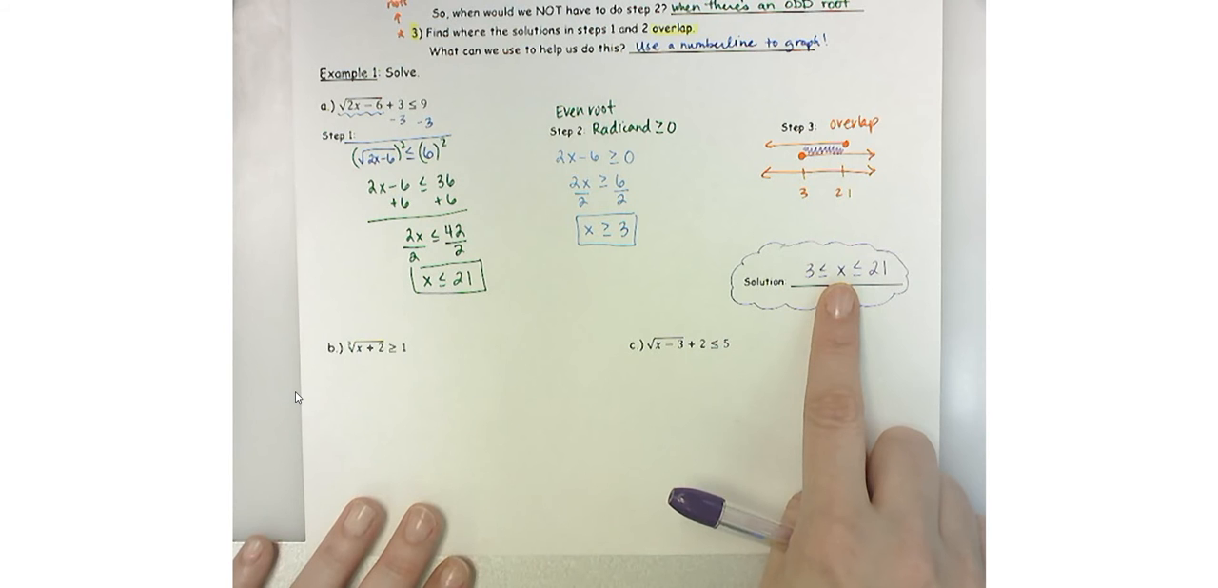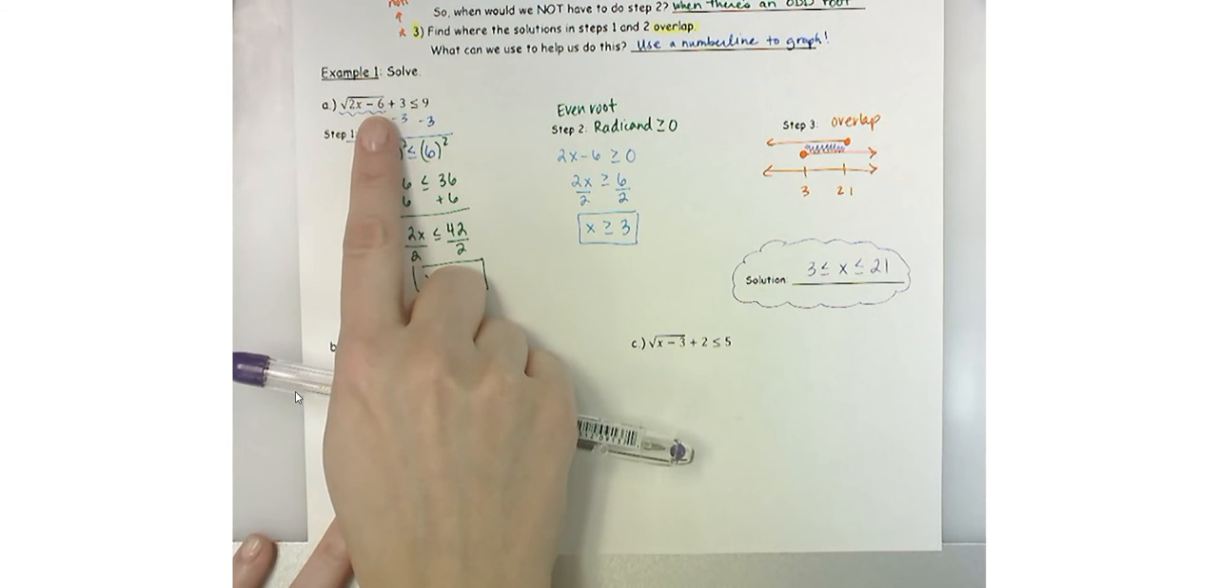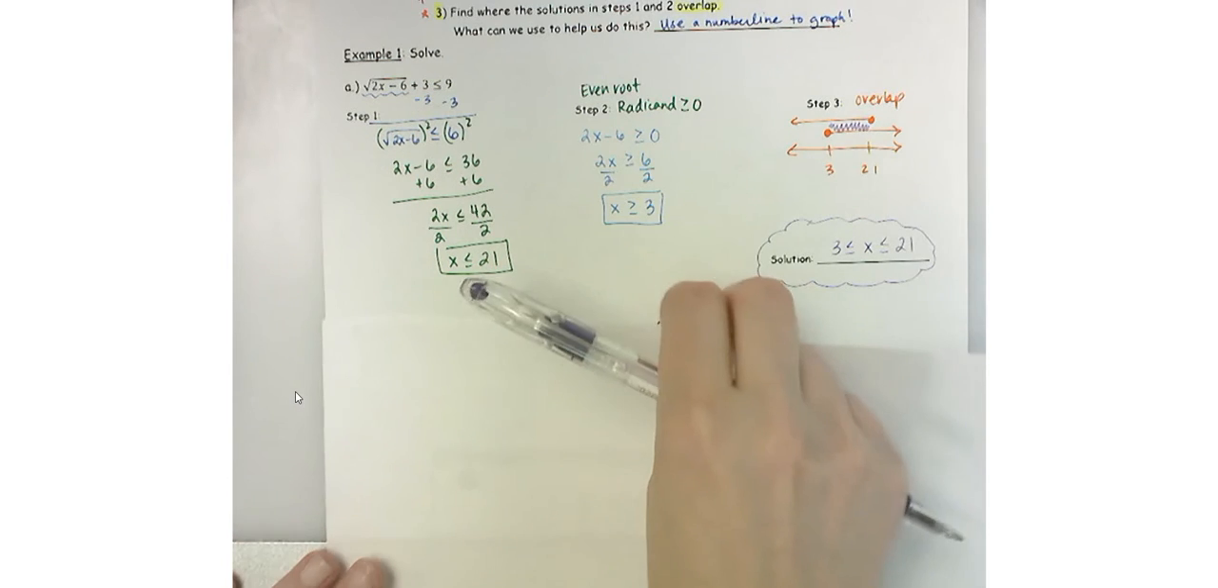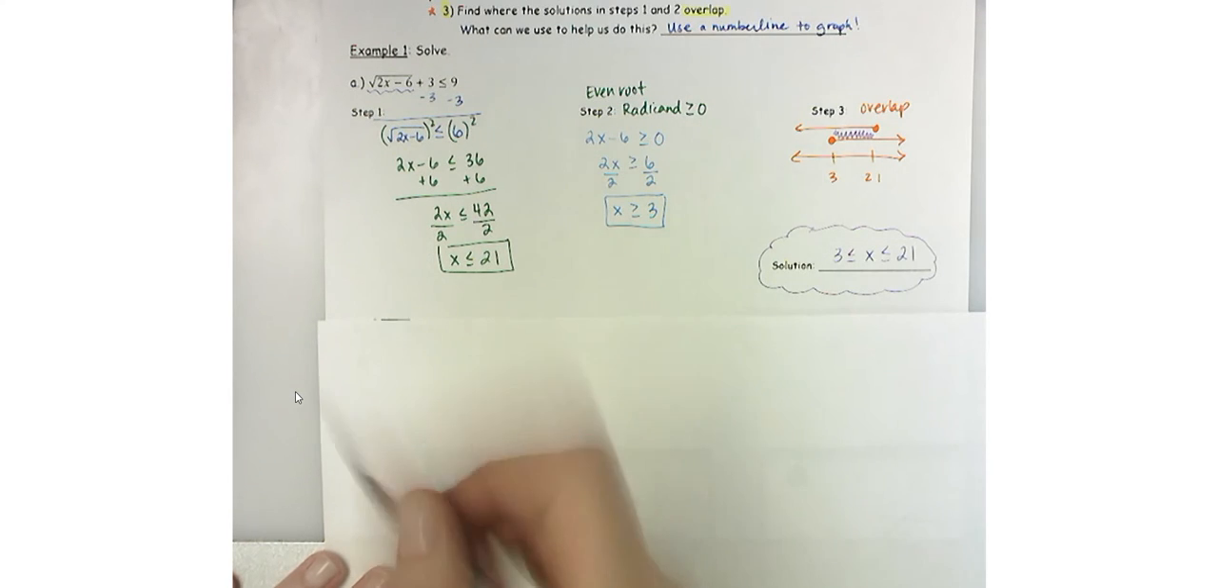I can plug that into the original inequality, and then what should happen if it's in between these? Yes, right? You should get a true statement where it's less than or equal to 9. Okay, so let's try 3. If I did 2 times 3 minus 6 plus 3, okay, I'd have 6 minus 6, which is 0. Then I'd have 3 is less than or equal to 9.